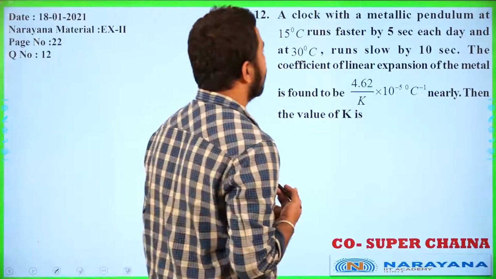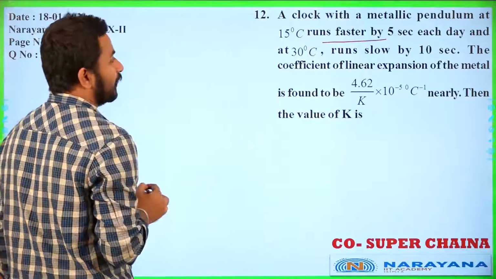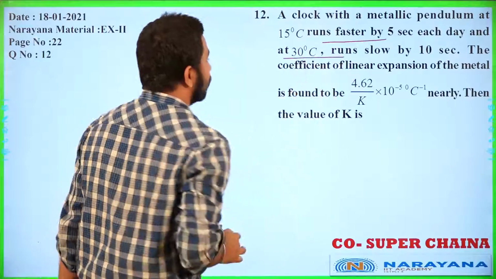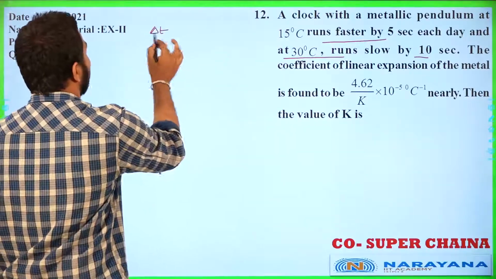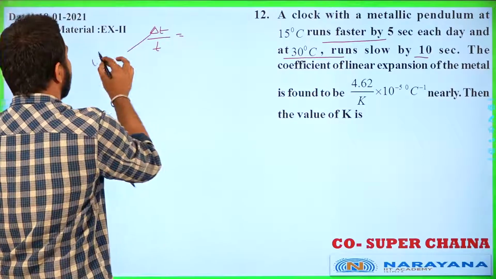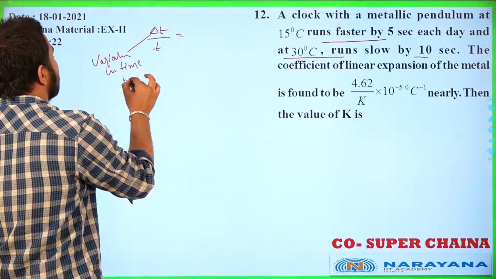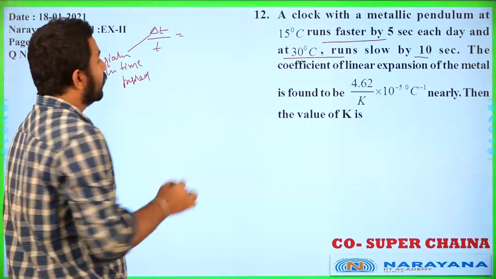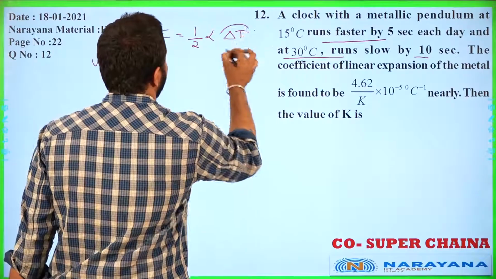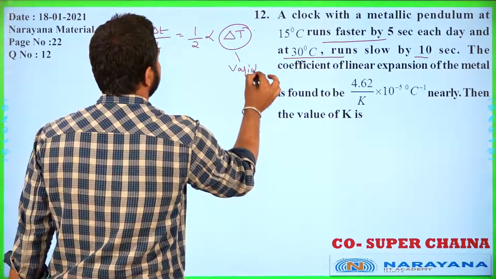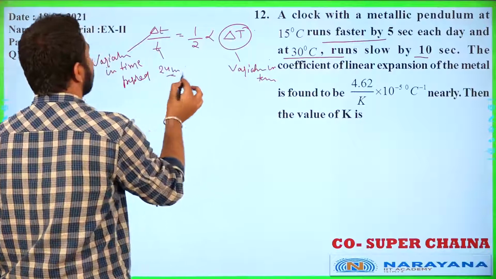A clock with a metallic pendulum at 15 degrees moves faster by 5 seconds each day, and at 30 degrees runs slower by 10 seconds each day. So we know that delta t by t, the variation in time period, my dear student, will be nothing but half alpha delta T capital. This is the variation in temperature. This t is 24 hours, so we will convert this into seconds.